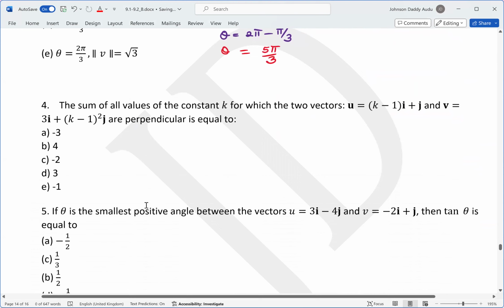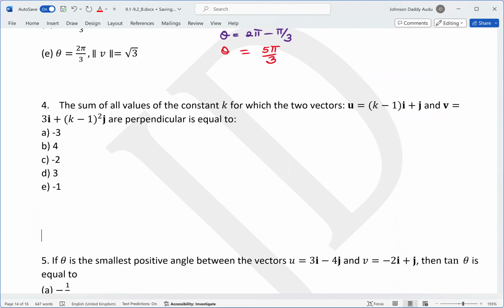Number 4. Number 4 is saying the sum of values of the constant k for which the two vectors. So what is the vector u first? This vector can be written as k minus 1, comma k. And what is v? V is just 3, comma k minus 1 squared.